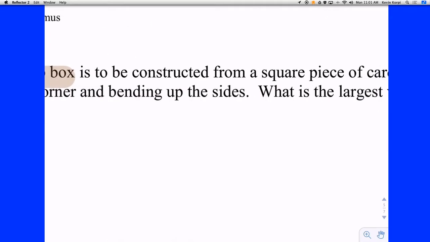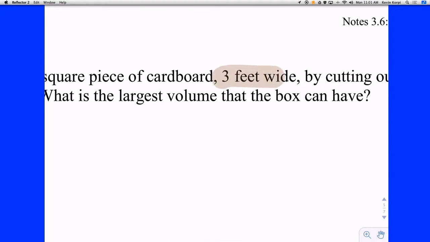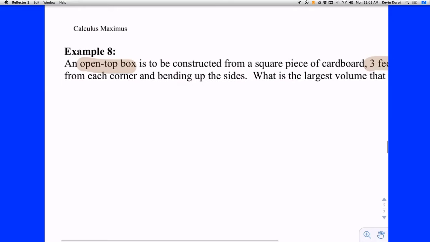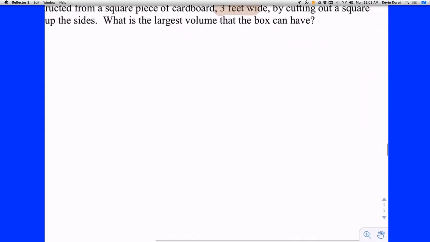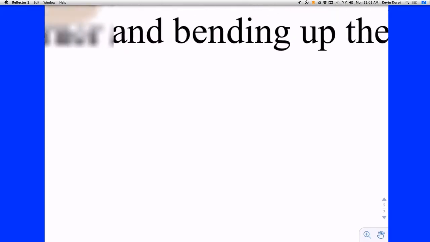Well, we're going to make an open top box virtually here, constructed from a square piece of cardboard that's 3 feet wide by, I guess, what would be the other dimension? 3 feet long. Okay. By cutting out a square and bending up both sides. This is a classic optimization problem. What's the largest volume that the box can have?